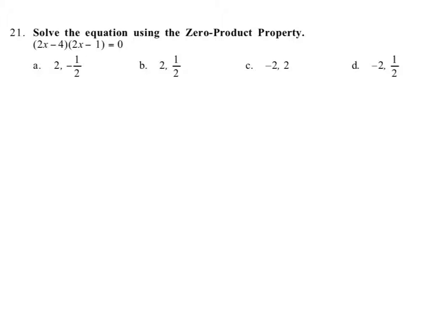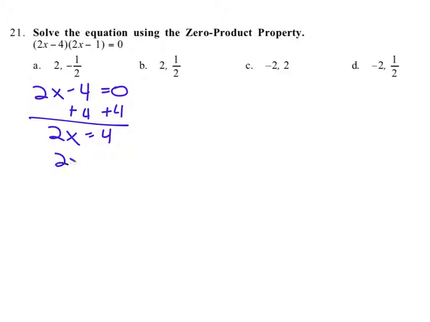Okay, zero product property. What we've got to do is take each one of these things and set them equal to 0. So we say 2x minus 4 could equal 0. And let's solve that. X equals 2.